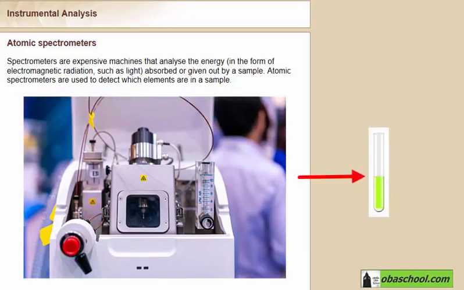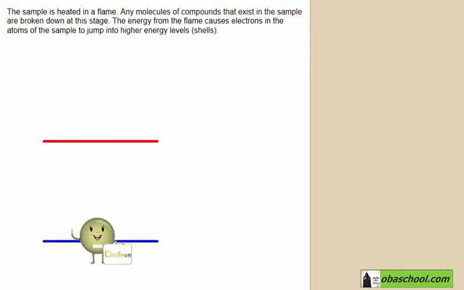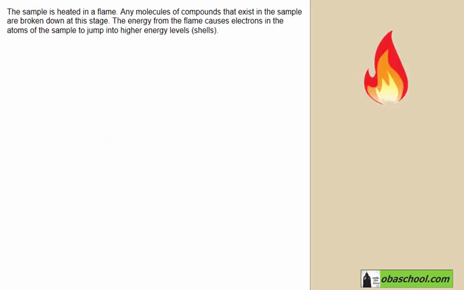The sample will absorb and will give out some light, and based on this, we can identify the chemical elements present in this sample. The sample will be heated in a flame. Any molecules of compounds that exist in the sample are broken down at this stage. The energy from the flame causes electrons in the atoms of the sample to jump into higher energy levels or shells. So the flame will provide energy.